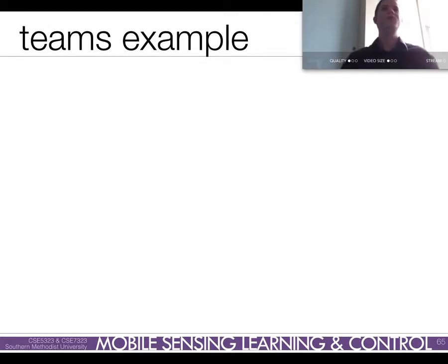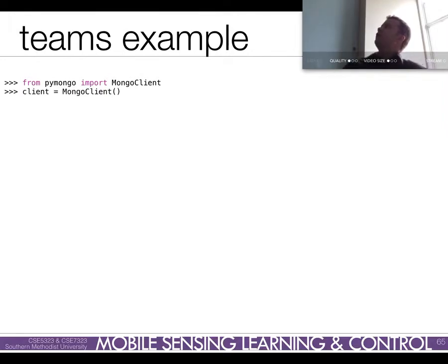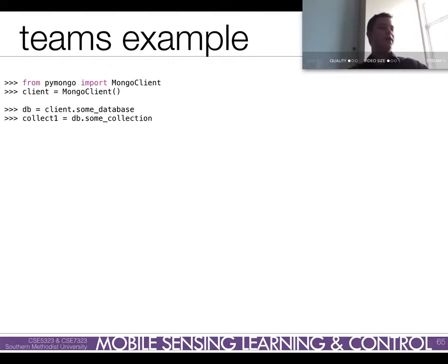All right. So let's go through a Teams example. I open up a console. I say from PyMongo import MongoClient, and then client equals MongoClient. What have I done now? I started a connection. I've got a connection to localhost port 27017. Now I'm going to say db equals client.sumDatabase. That gets me a handle to the database. And that gives me a handle to the collection called sumCollection. All right?